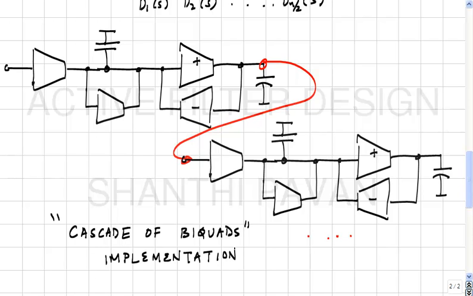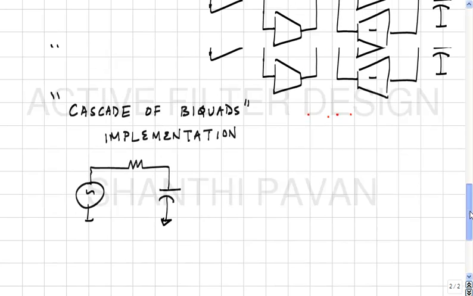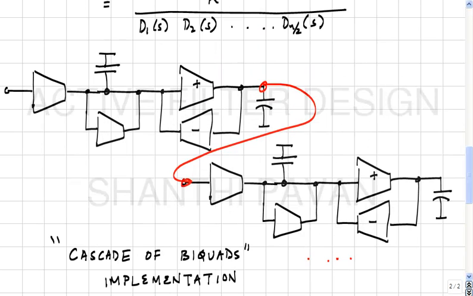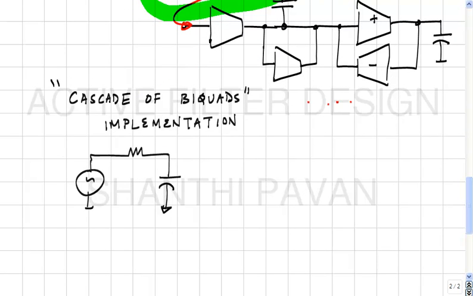What if there is a first order section? A first order section is basically, we don't need to put the L, as he points out. The gyrator part, which is the L part here, is not needed.